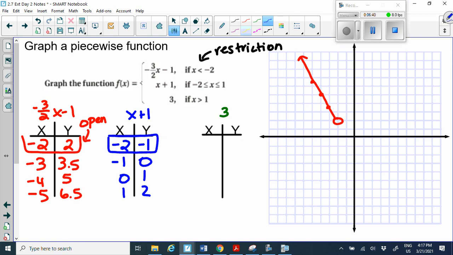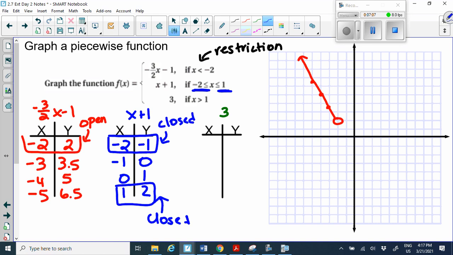Now we have two starting points. Our first one is at negative 2, negative 1. Will this be open or closed? Well, we look at the inequality with it. Negative 2 is less than or equal to. That is going to be closed because it does have the equal bar. But what about the 1, 2? Well, for that inequality, x is less than or equal to 1. That also has an equal bar, so it's going to be closed.